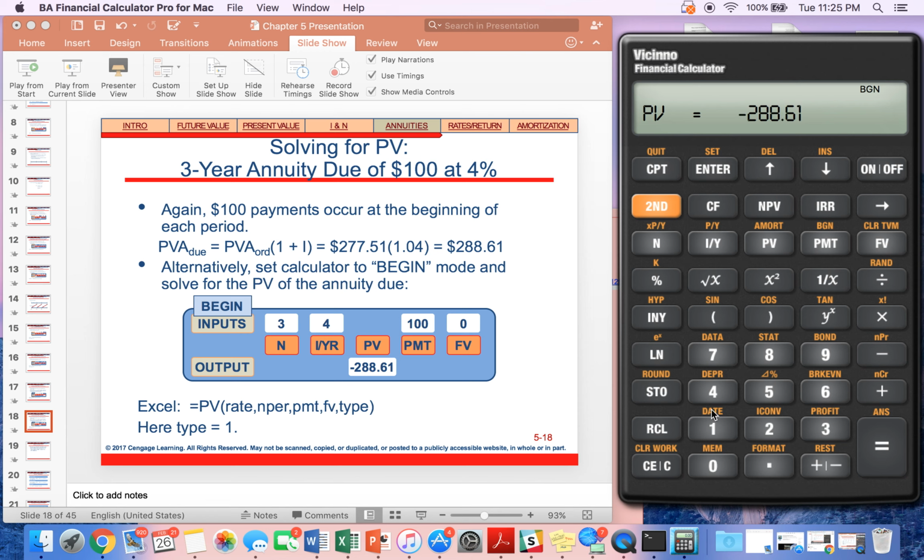for our present value. And what we find there is that, again, that annuity due, present value and future value, is worth more than an ordinary annuity because of that extra compounding period.